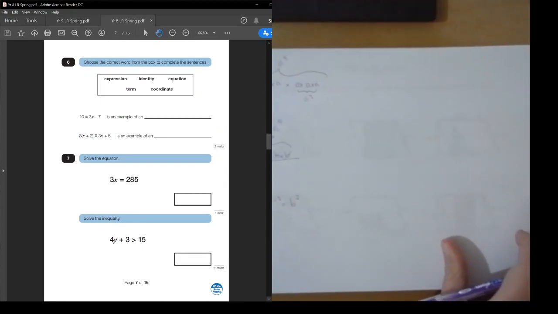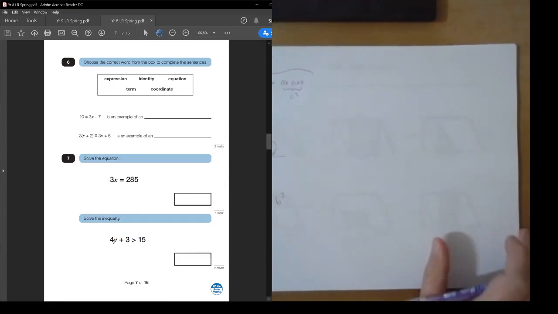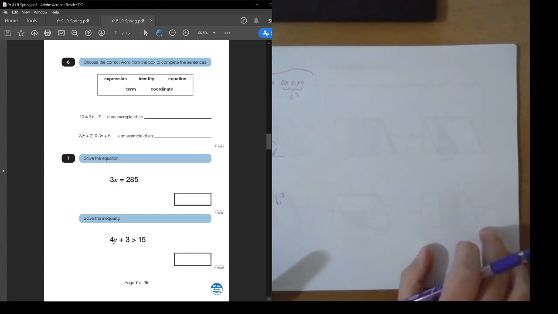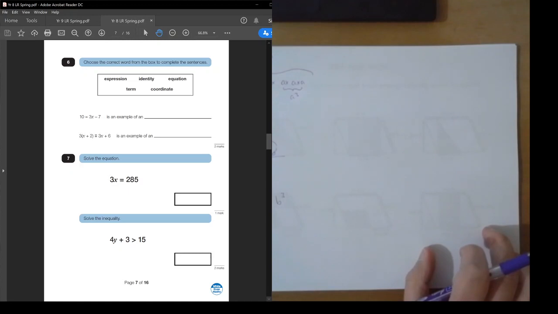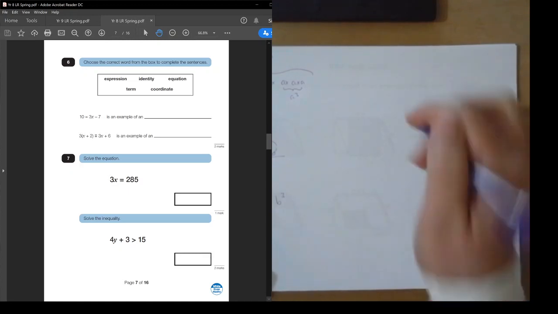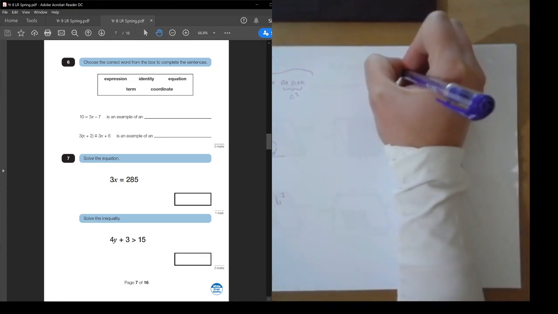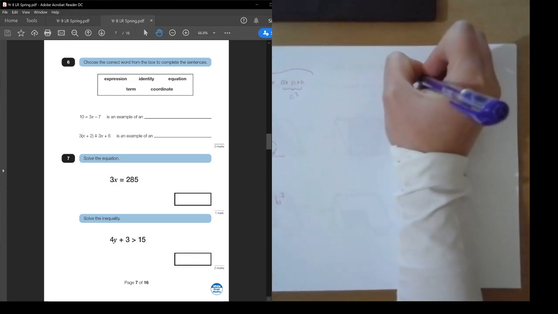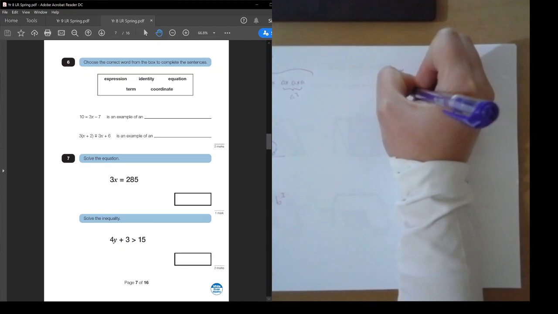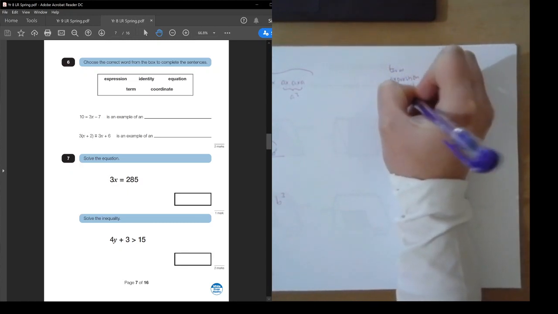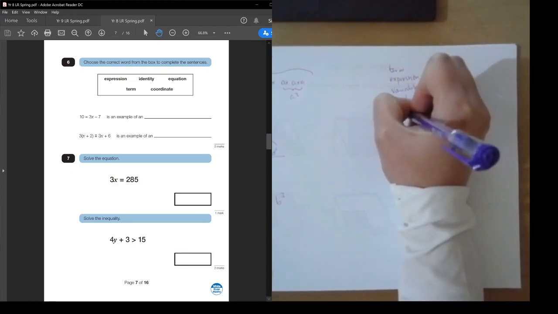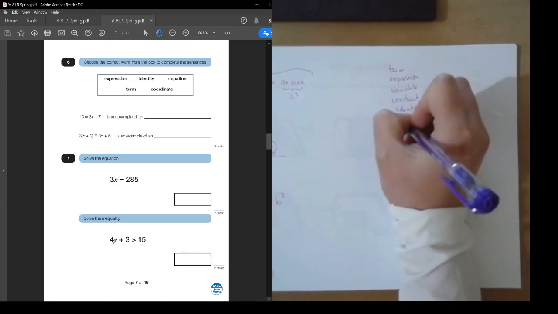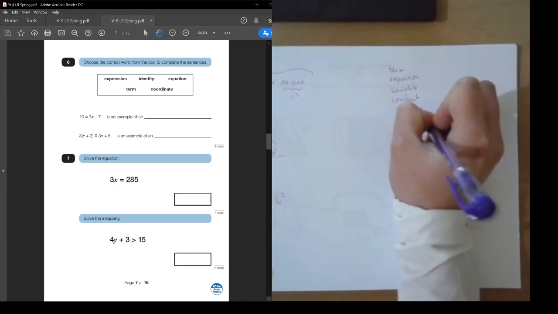Okay, next thing we need to look at is technical terms. A lot of you, I think, need to revise technical terms because the only one that you seem to recognize is equations. You don't seem to recognize the other things. So you need to make sure that you know what a term is, what an expression is, what a variable is, what a constant is, what an identity is, and what a formula is.